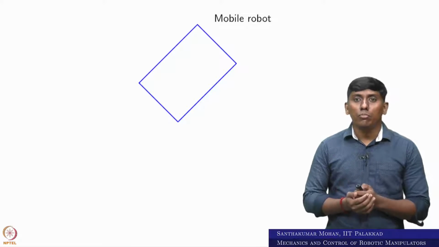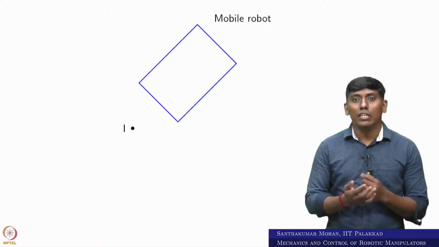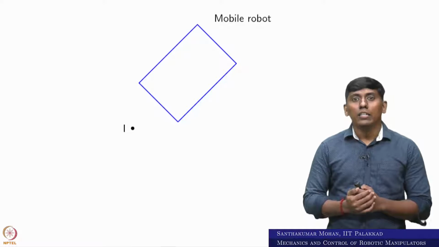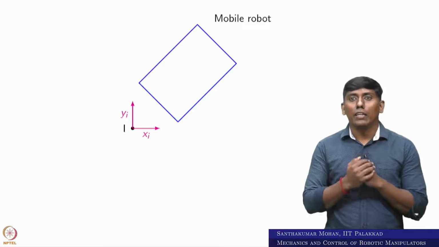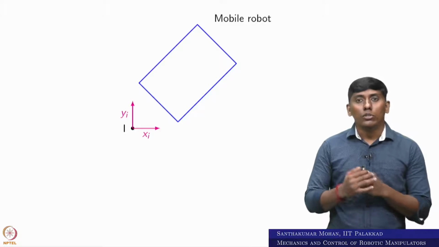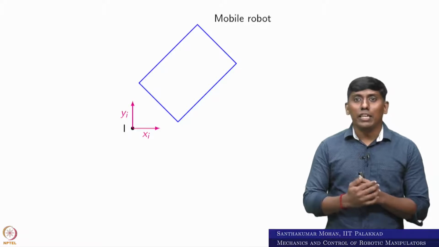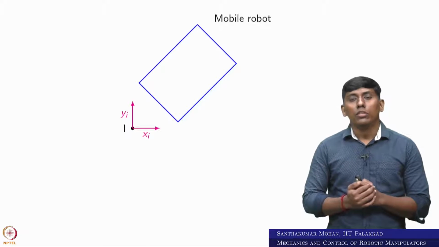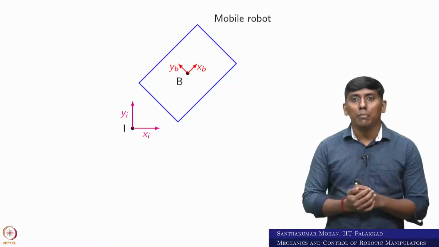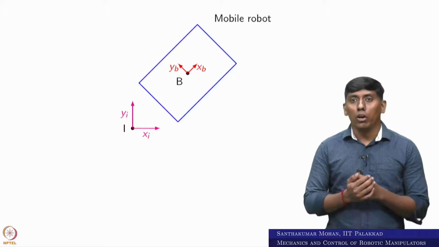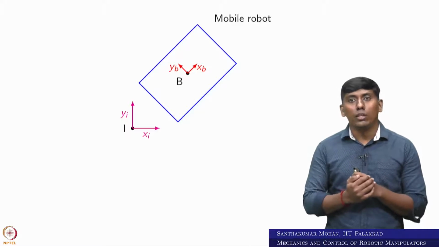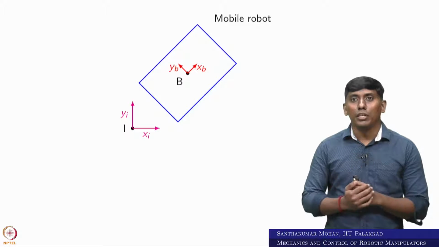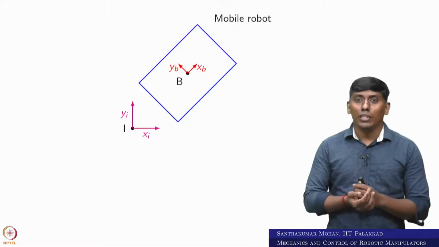Now if I assume that there is an inertial frame, which I call I, and I consider this inertial frame as a reference, can I refer to the mobile robot? Obviously yes, but there are n number of points within the mobile robot, so how can we choose? For that we assume that there is a body frame associated with the body, the mobile robot, which consists of the coordinate frames xb, yb and zb. Now can I define it?